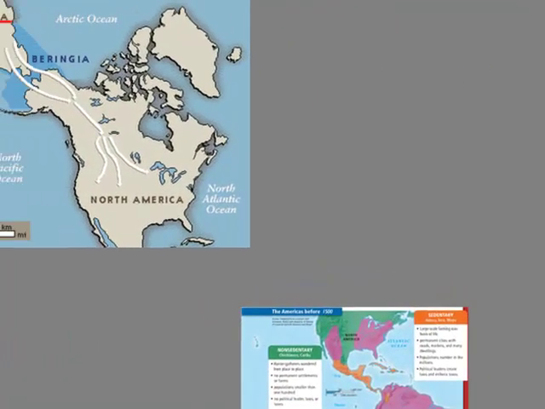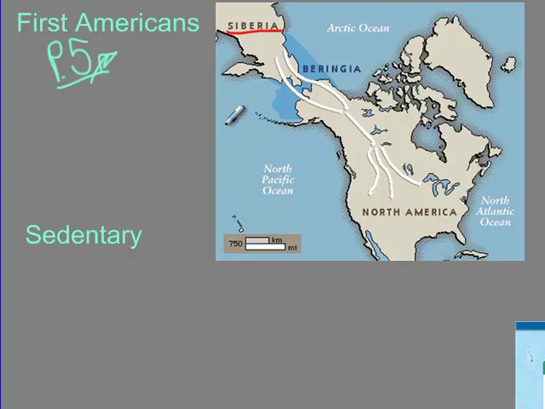So what you would write down is that it's on page 5, that they crossed the land bridge between Siberia and Alaska, and all that kind of stuff.